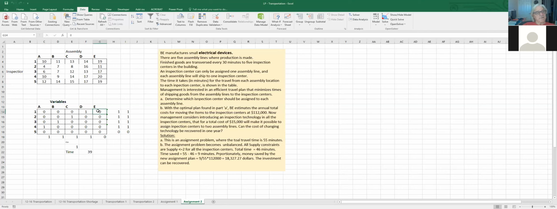So indeed, assembly line E is not working. And this one is the inspection center that is down. And these 4 are working. And all the inspections are working by definition because I make them equal to 1. So that's how you correct a problem like this.